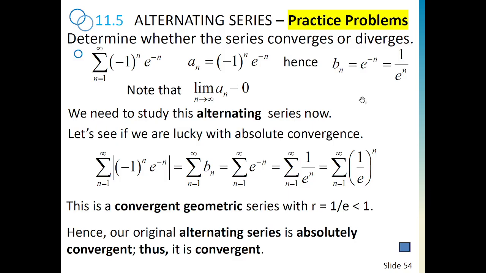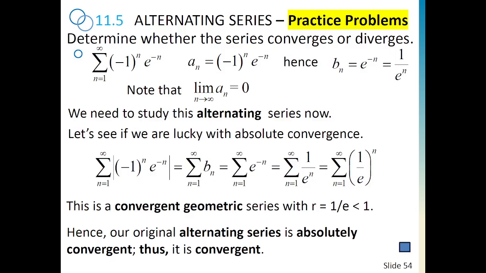Now a question could be, is this an absolutely convergent series? Well, let's check. So basically we take the absolute value of the general term, so we get 1 over e to the power n as previously. Now we realize that this is a geometric series with r equal to 1 over e, and that's smaller than 1, therefore the geometric series is convergent, which means that this series of absolute values is convergent. That means that our original series here is absolutely convergent and therefore is convergent.